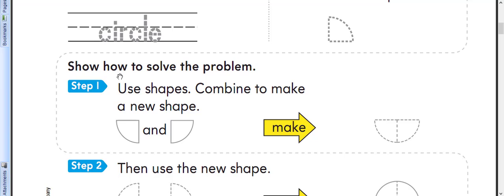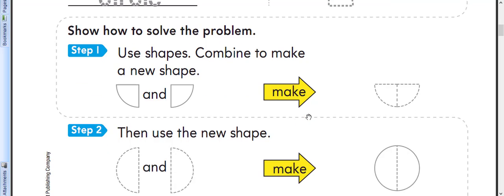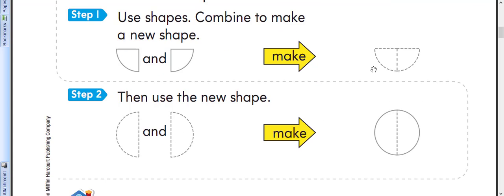Let's see how Cora combined the shape. First, Cora uses a quarter and puts it side by side with another quarter and makes a semicircle. Then, she makes one more semicircle with 2 quarters. Then, she puts the 2 semicircles side by side next to each other to make a circle.